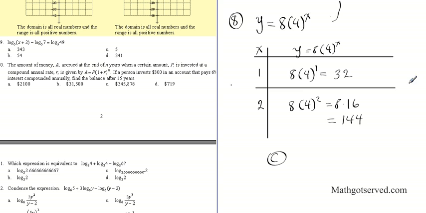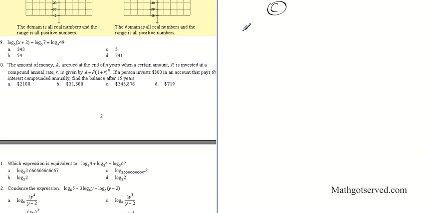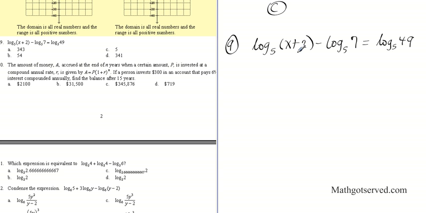Actually, let's look at 9 first before we do 10, okay? So for number 9, we're going to solve the equation log base 5 of x plus 2 minus log base 5 of 7 equals log base 5 of 49. Okay? Now we're going to condense these two logarithms using the quotient property whenever you have subtraction.